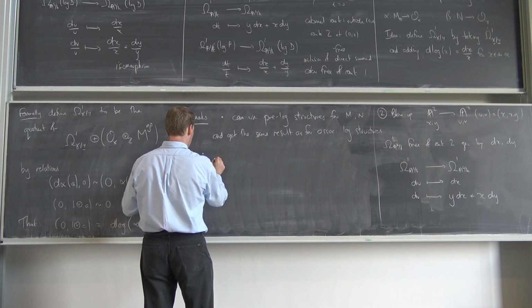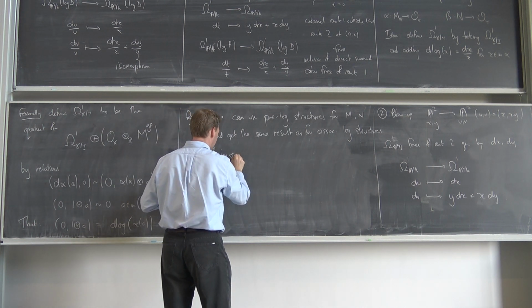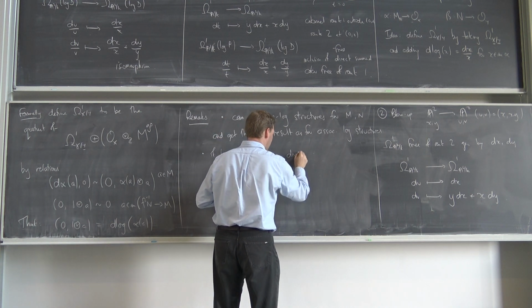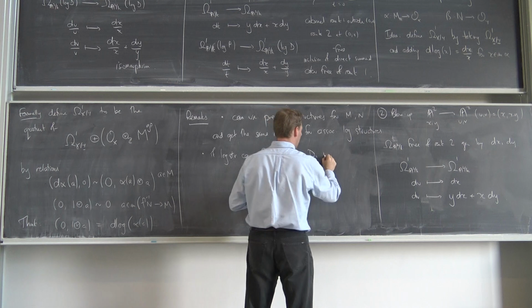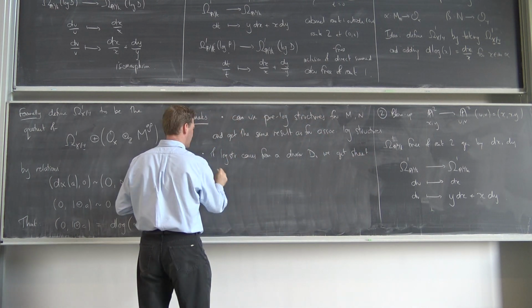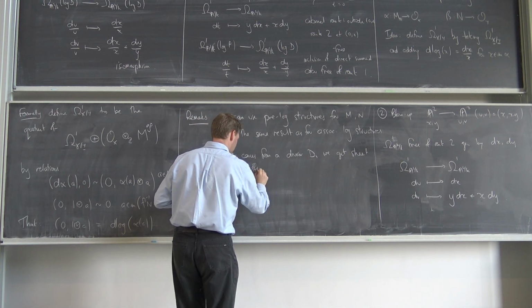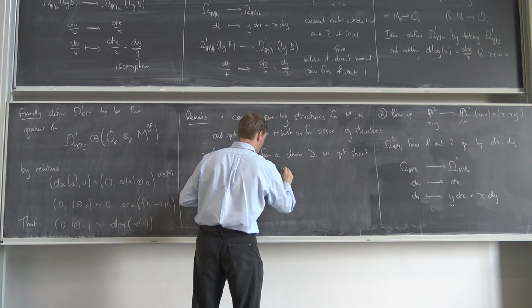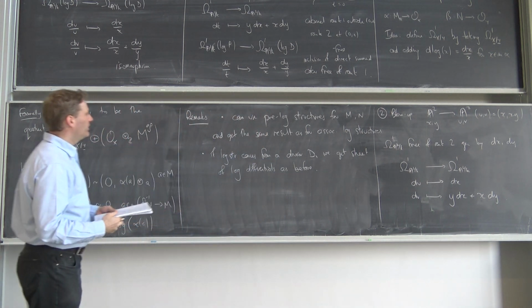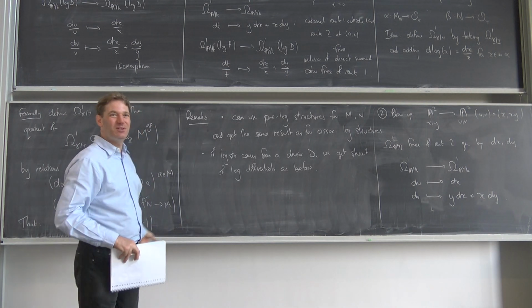And let me just state that if the log structure comes from a divisor D, then we get the sheaf of logarithmic differentials as before. So I didn't find this explicitly stated anywhere, but it seems to be a pretty easy consequence of this.